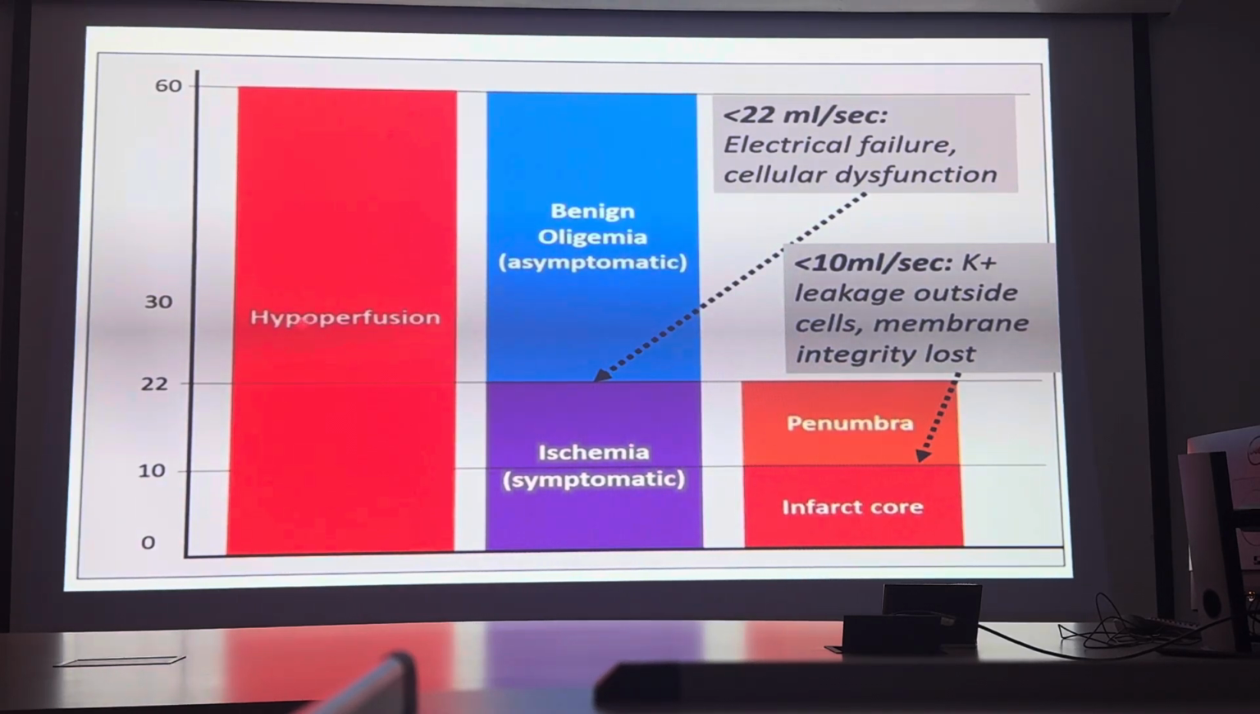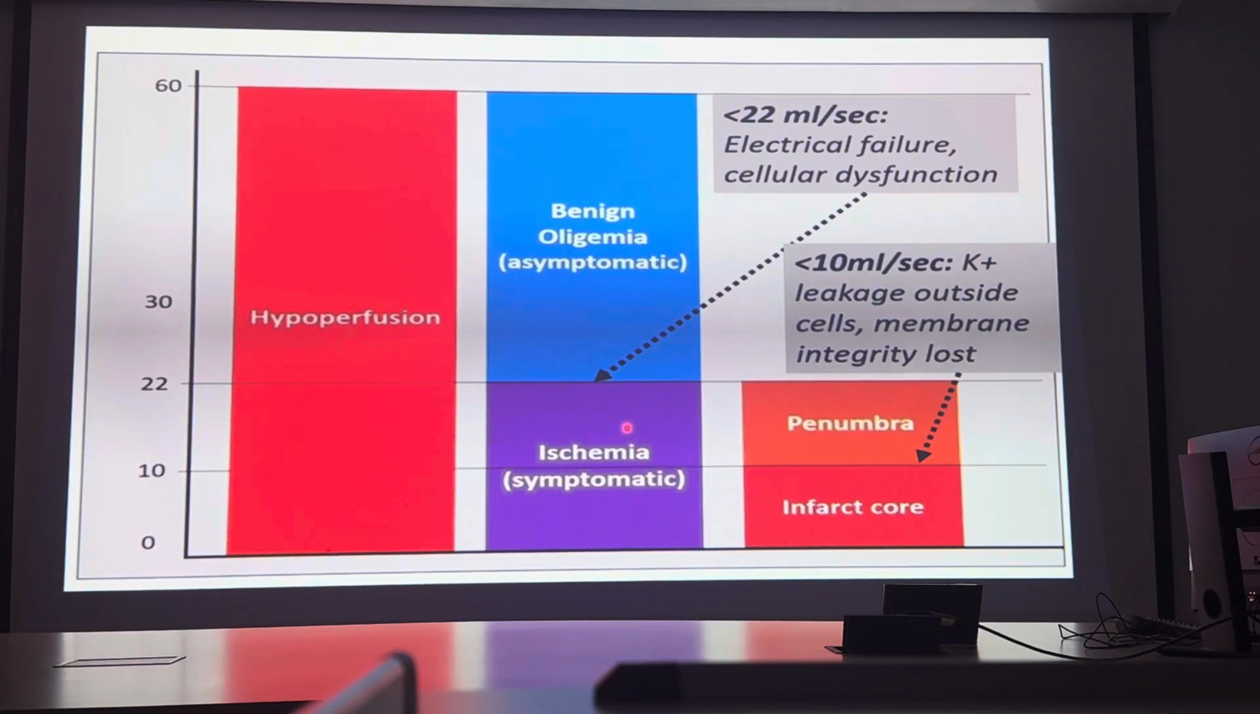But when the reduced cerebral blood flow approaches 22 ml per 100 gram per minute, the cell starts suffering from the reduction of the cerebral blood flow. And we go into another important phase of hypoperfusion, which is called brain ischemia. And brain ischemia is divided into two parts, which are the penumbra and infarct core.